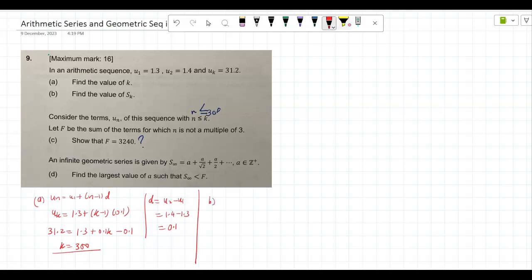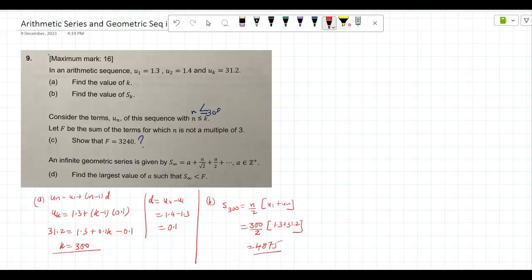So SK, the sum of 300 terms. Basically, you do n over 2. You could use the formula with the final term, because you know it: U1 plus Un. You have the final term. So 300 upon 2 times (1.3 plus 31.2). So that's how much? 4875. So that I got till then.